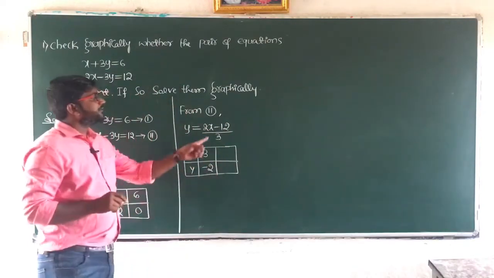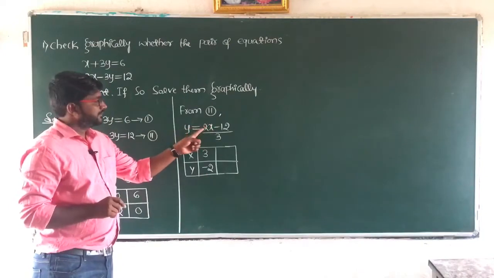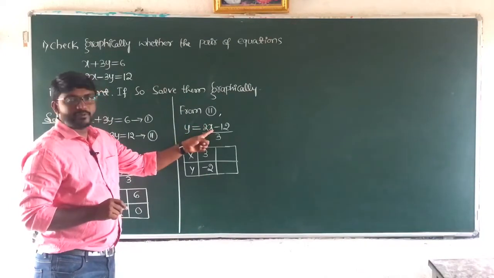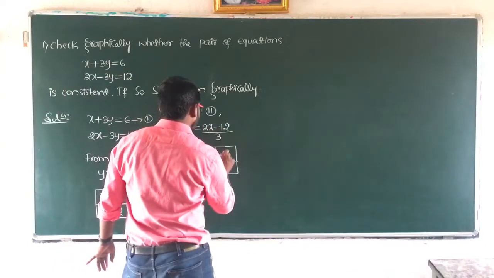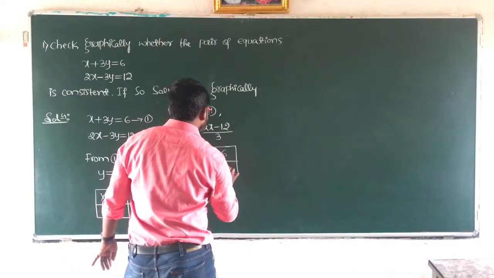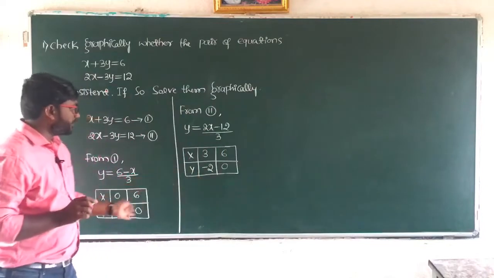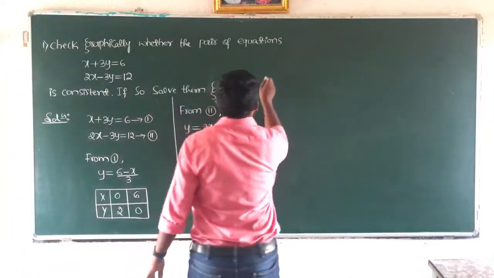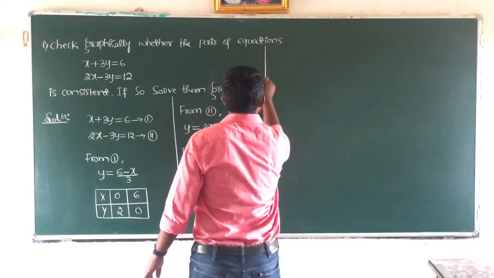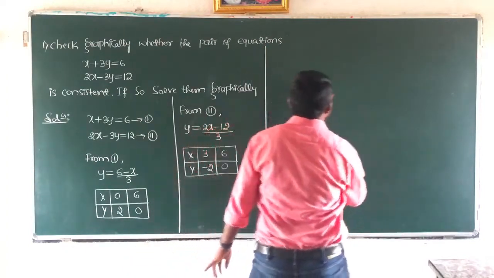Then now you take x as 6. So see here, 2 into 6 it is 12. 12 minus 12 it is 0. 0 by anything is always 0. So if we take x as 6, y is going to be 0. So we have got both the tables. For these two tables we have to plot the graph. So let us go for the graph now.